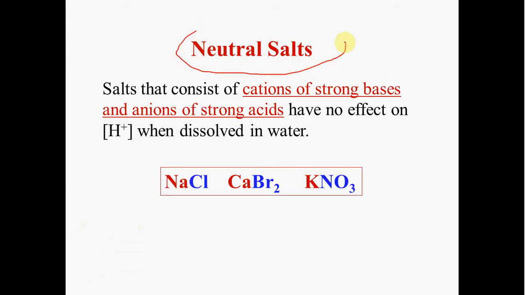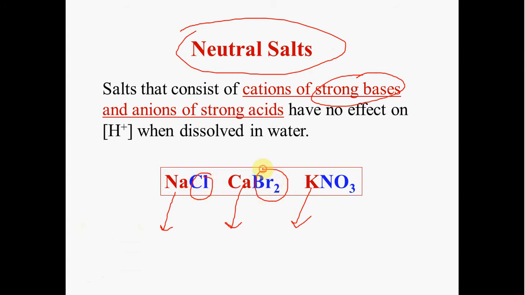A neutral salt is one that consists of cations of strong bases, so sodium hydroxide, calcium hydroxide, potassium hydroxide. This is the cation whose parent base is a strong hydroxide. And the anion is from a strong acid, HCl, HBr, HNO3.